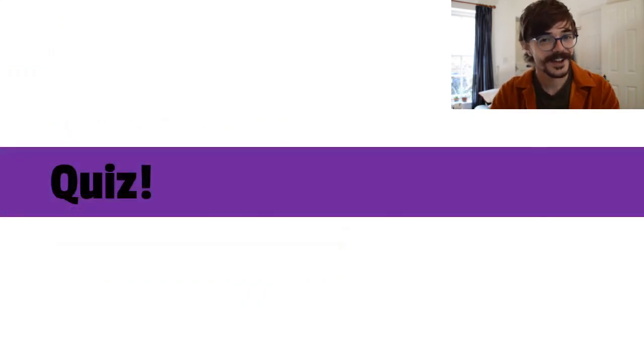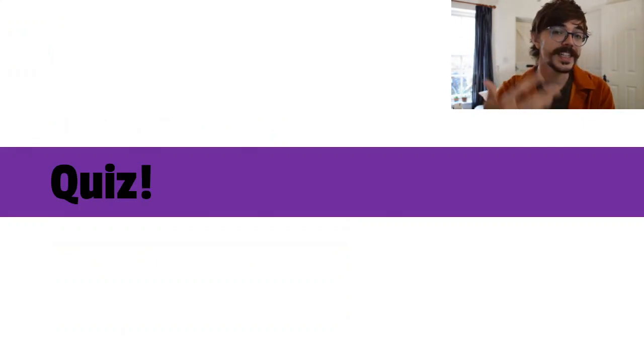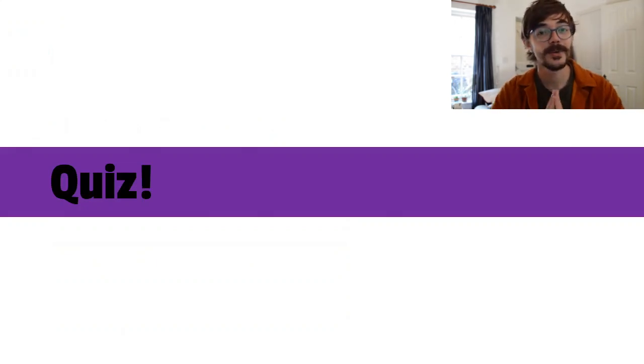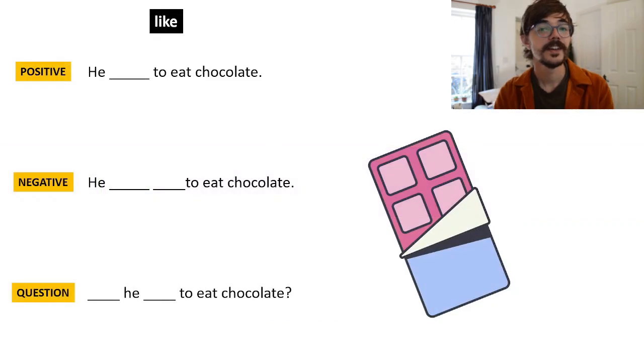So, now you know how to make a positive sentence, how to make a negative sentence, how to make a question, and when to use the present simple. So, now we have a quiz. We're going to practice how to make sentences in the present simple. Here are 3 sentences, one positive, one negative, and a question. I want you to use the word like to finish all of the sentences. I'm going to give you 10 seconds and then we'll go through all of them.